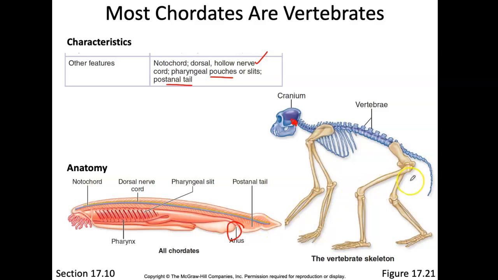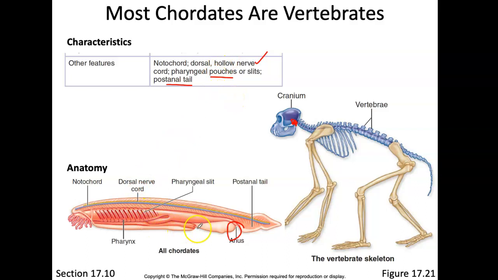And so how is it that we belong here when we don't have a tail? But we do have one in the embryo. Embryologically, we have one, and then it recedes. By the time you're born, you have no tail. But at one stage of development, we fit inside this group.